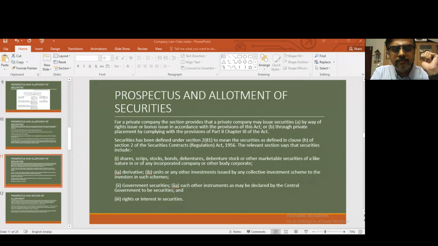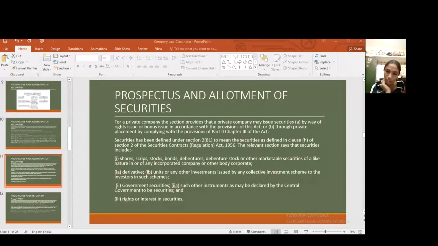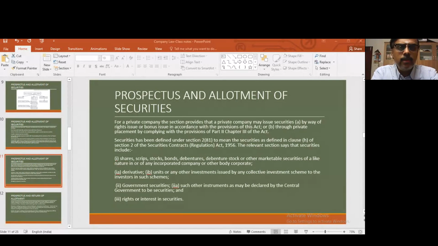What is that act? SEBI. SEBI is an authority which controls the issue of securities. So the issue of securities is controlled by SEBI, whereas the definition of securities is prominent in one particular act, normally referred to as the Securities Contract Regulation Act. What act? Securities Contracts (Regulation) Act. Very good. That is the act.